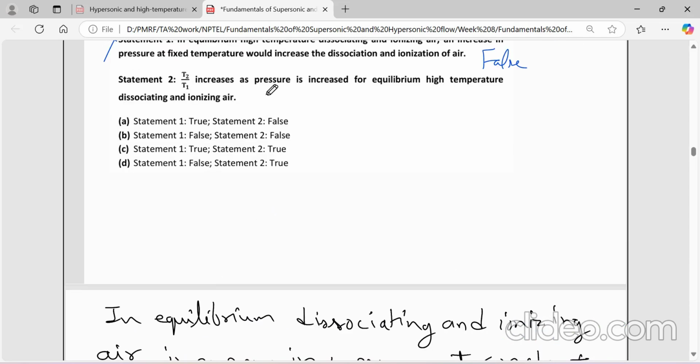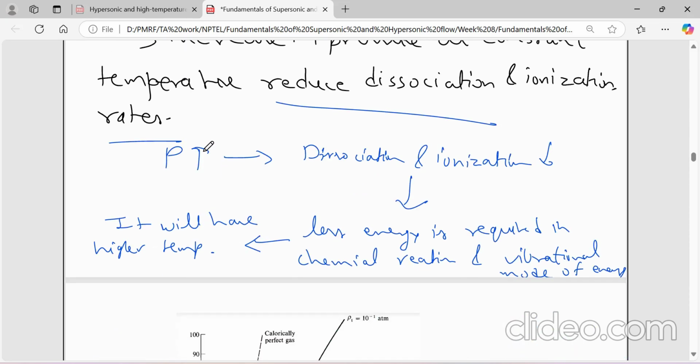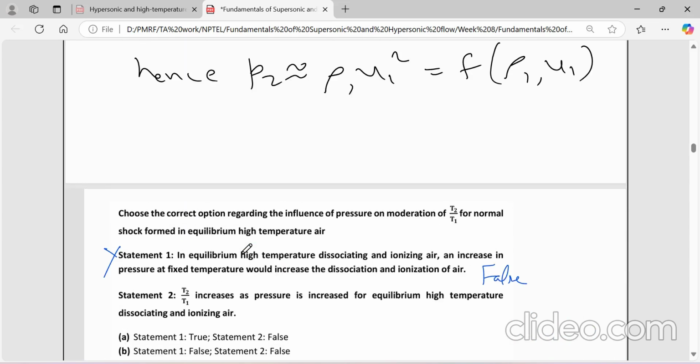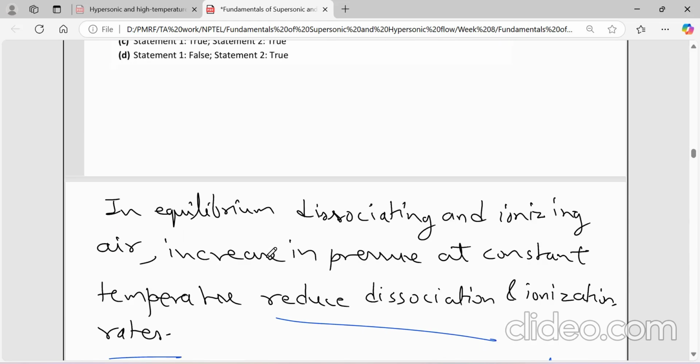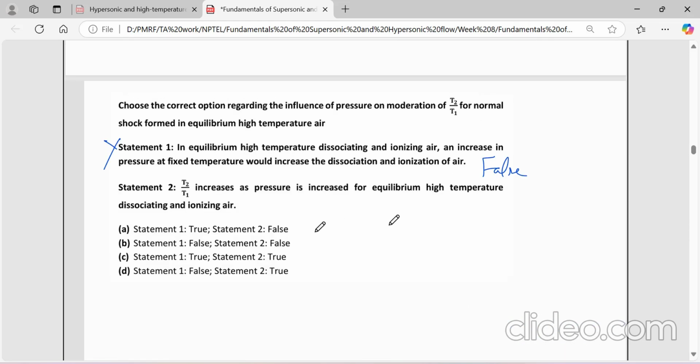So T2 by T1 increases as pressure is increased for equilibrium high temperature dissociating and ionizing air. This is what we said: if pressure is increased, then temperature will also increase. So statement 2 is true. So the answer will be: first statement is false and second is true. Option D.